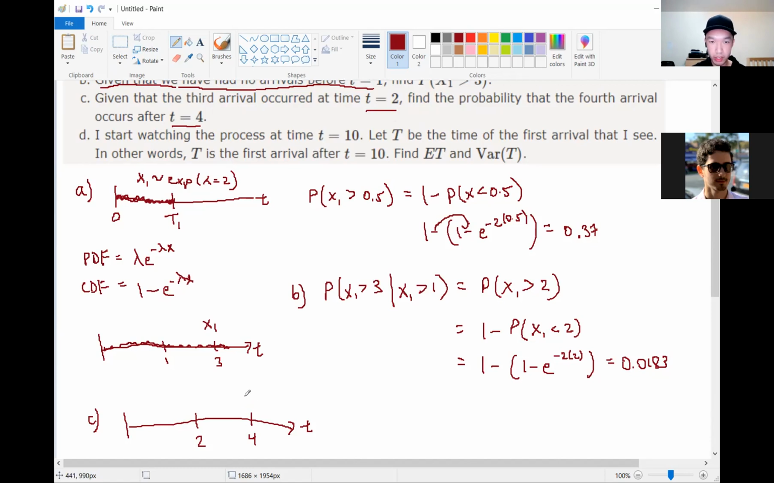It's not really relevant that they're calling this a third and a fourth arrival. You can just think of it as the 0th and first arrival. So this is basically the probability that X, technically it's X of 4, is greater than 2, but all the X's are the same. So this is the probability that X of 1 is greater than 2, which we already did for part B. So that's also 0.0183.